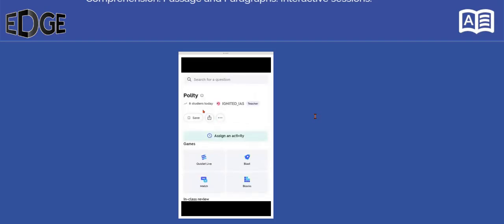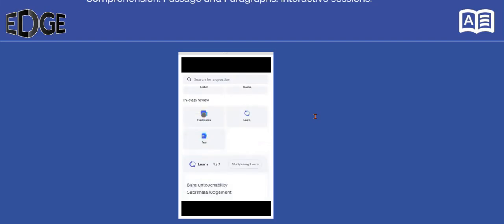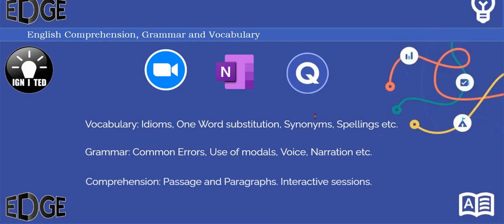Then similarly, we will have flashcards for GK also. Like here, it is for polity. For example, the strength of Supreme Court judges is decided by the Parliament. The strength of High Court judges is not decided by the Parliament but by the President. The preamble is based on the objective resolution. So we have seen that we are going to study English and GK in quite an interesting way.